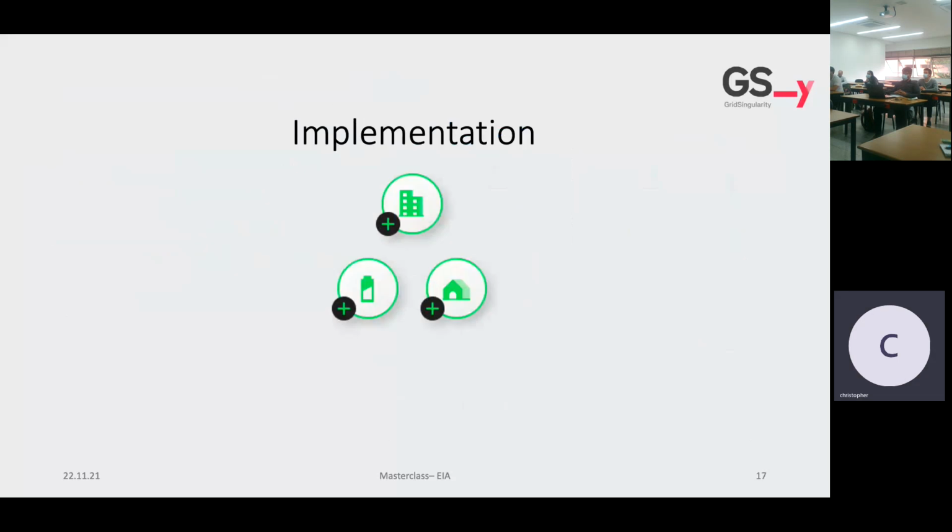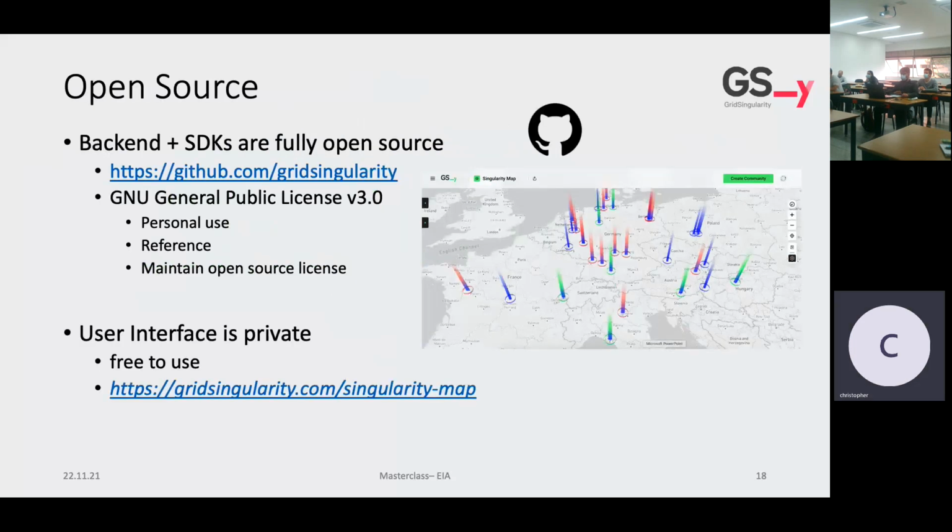Now I want to jump to the implementation and explain a little bit the different interfaces that we have in the software. We believe that it's only by being open source that we can drive innovation and acceleration in the energy market. And so this is why we have made the backend and our different SDKs fully open source. So you can go on GitHub and Grid Singularity and see the different repositories that are available. And they are all under GPL-free license.